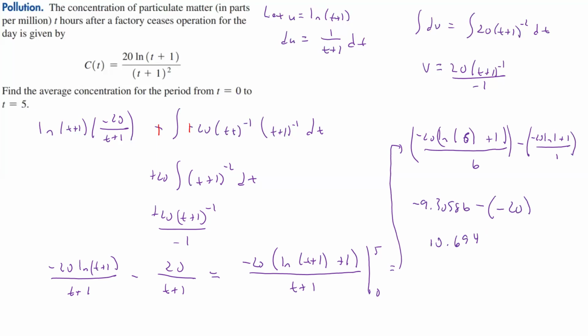Now they want the average concentration. So we have 0, and if we divide by 0, it's 0. But if we divide by 5, that will give us the average concentration. And that divided by that is 2.1388, and our units are parts per million. So that would be our solution to that one. All right, so that's all I have for this section. Hopefully that will help you.